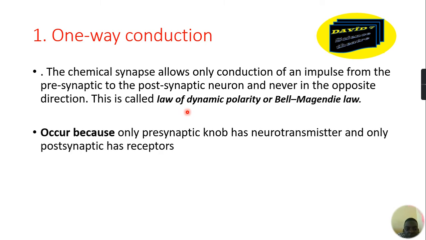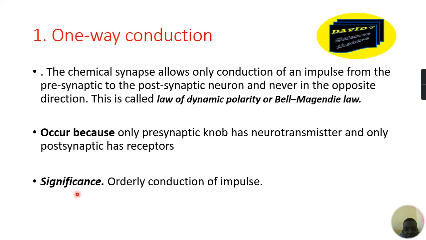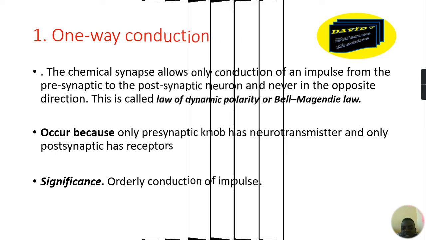Okay, let's continue. It occurs because only the presynaptic knob has the neurotransmitter, and only the postsynaptic membrane has the receptors of the neurotransmitter. So that's the reason. We don't find receptors on the presynaptic knob, and we don't find neurotransmitter in the postsynaptic neuron. Significance for this, it allows orderly conduction of impulses. Let's continue. That's the first property and it is done.